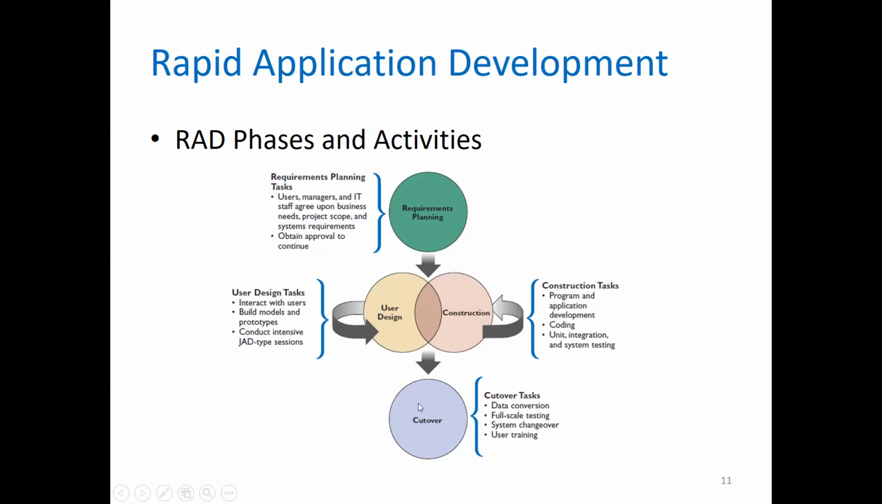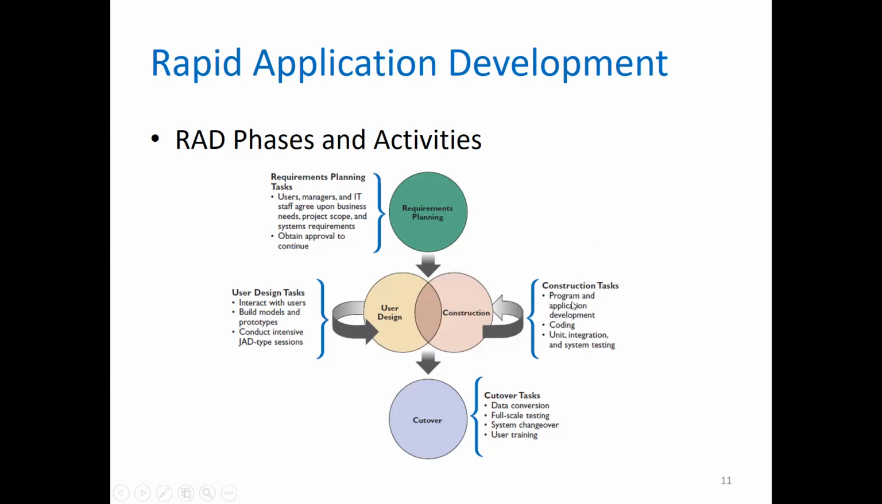Now, before it goes to cutover, what you'll see is these arrows. What are these arrows? These arrows indicate there might be more of a recycling or repetition mode. Why do we say repetition mode? Because RAD functions as such, we say it is iterative. That means it will continue its building phase of the system until it is fully completed, until the phase where users are completely satisfied.